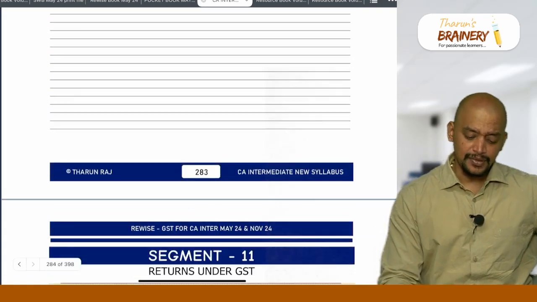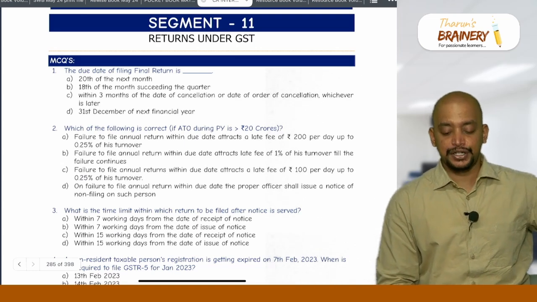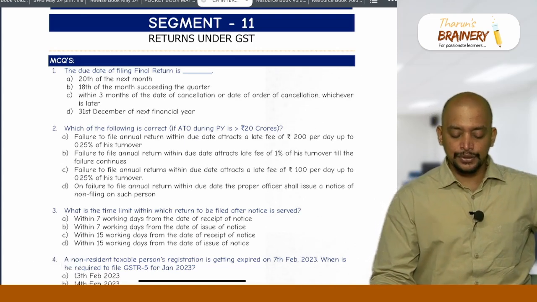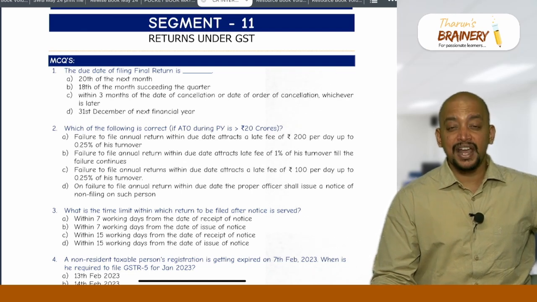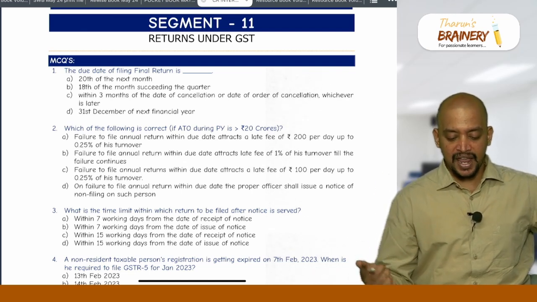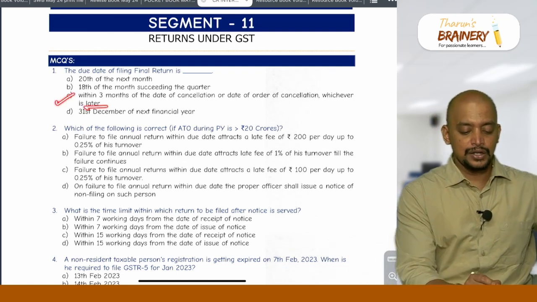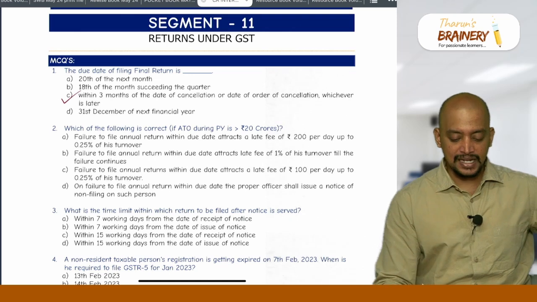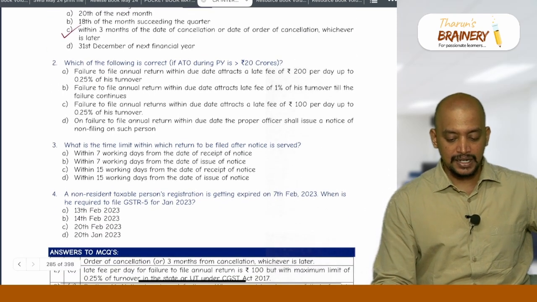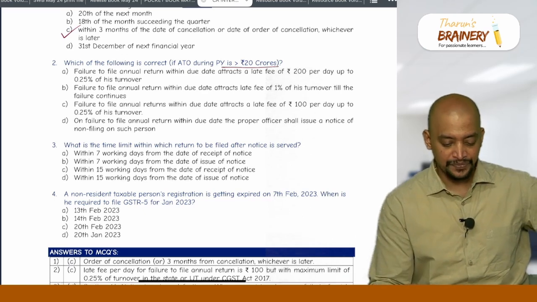Okay. Then have a look at the practice manual questions related to returns. In this first MCQ, what is the due date of filing the final return? 3 months from the date of cancellation or order of cancellation, whichever is later. So option C is the answer. Then which of the following is correct? If aggregate turnover during the previous year exceeds 20 crores.